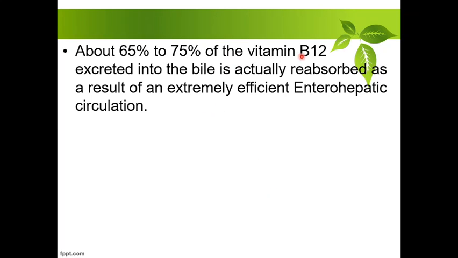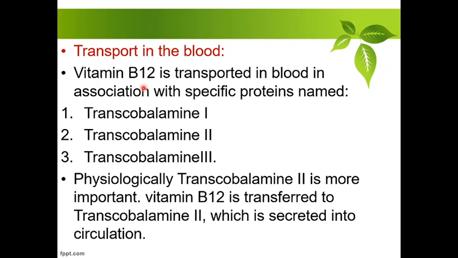About 65 to 75% of the B12 excreted into the bile is actually reabsorbed as a result of an extremely efficient enterohepatic circulation. That means what comes into the bile goes to the liver again, and this is known as enterohepatic circulation. I told you that B12 is transported in blood in association with specific proteins known as transcobalamin 1, 2 and 3. The physiologically important one is transcobalamin 2. Vitamin B12 is transferred to transcobalamin 2, which is secreted into the circulation.